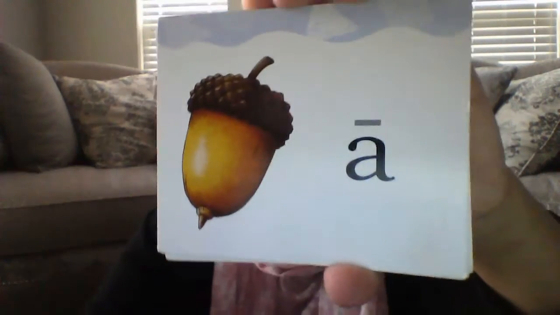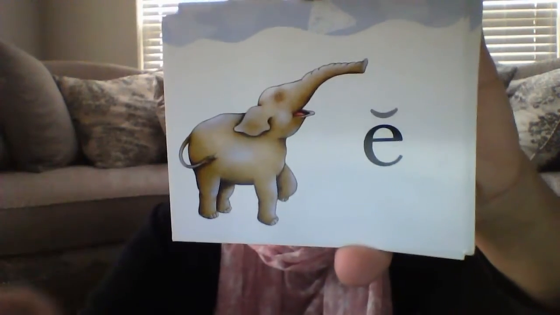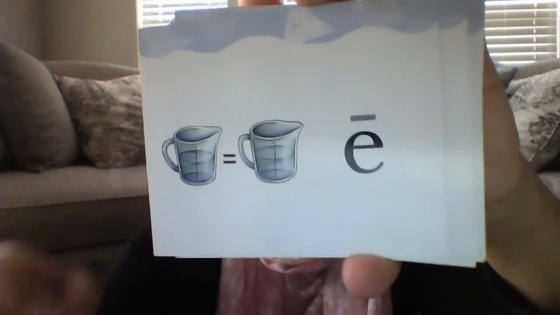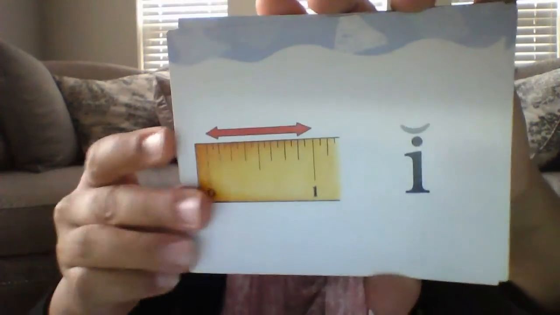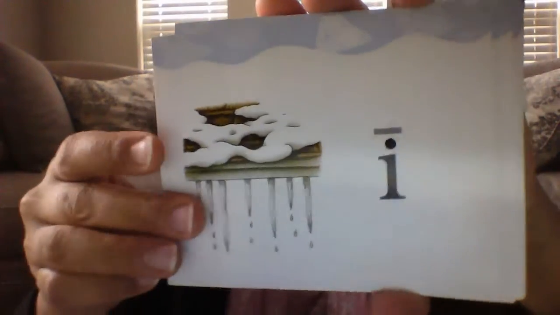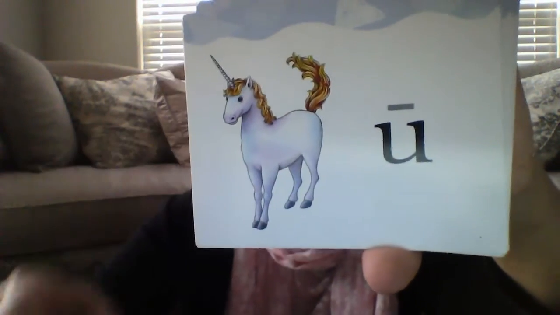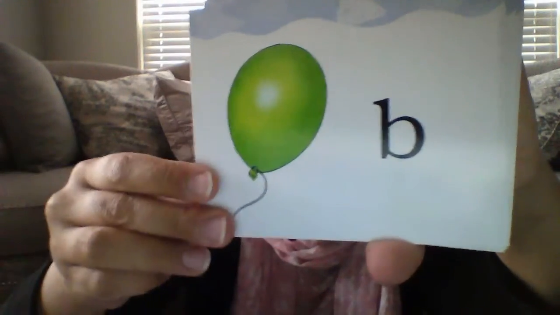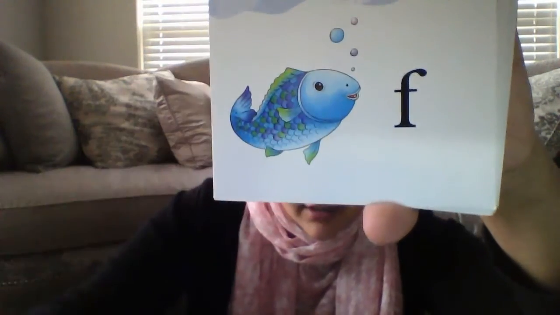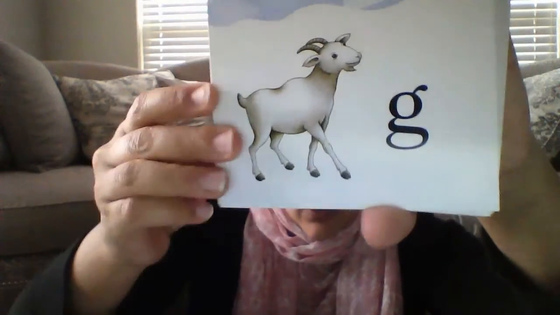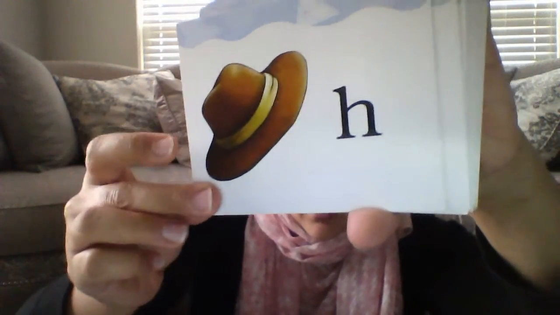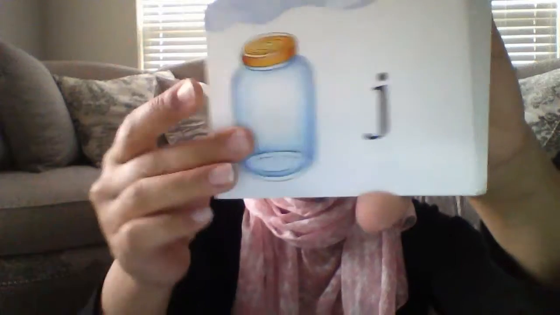Okay, you ready? Apple, A. Acorn, A. You're repeating after me, okay? Elephant, E. Equal, E. Inch, E. Icicle, I. Octopus, A. Overalls, O. Umbrella, A. Unicorn, U. Balloon, B. Cat, K. Dog, D. Fish, F. Goat, G. Hat, H. Jar, J.